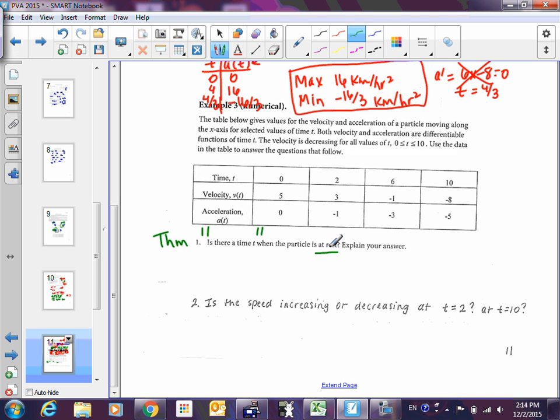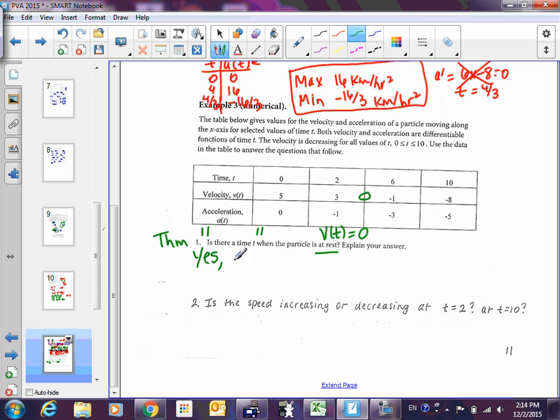What does at rest mean? Velocity is equal to 0. I don't see a 0 in the velocity row. But it is between. That's your hint as to which theorem we're using. We know that 0 is between 3 and negative 1. Okay? That means that there must be a time. Which theorem is this?